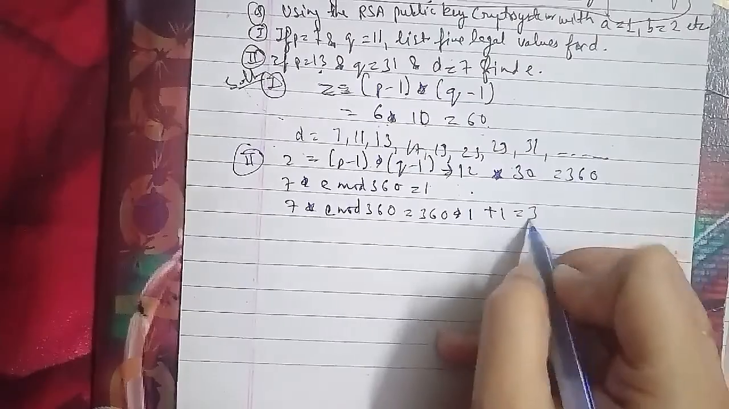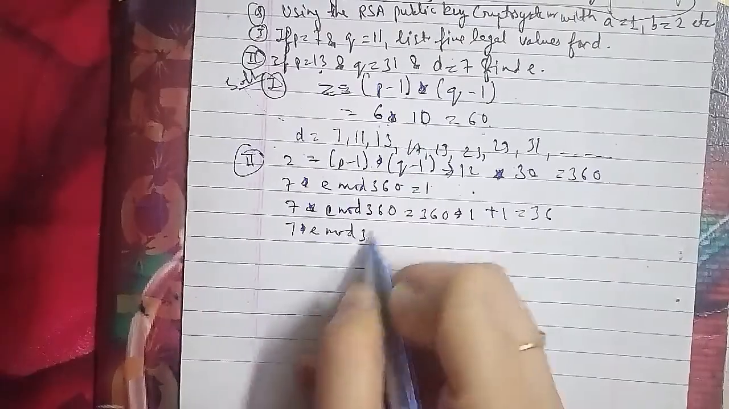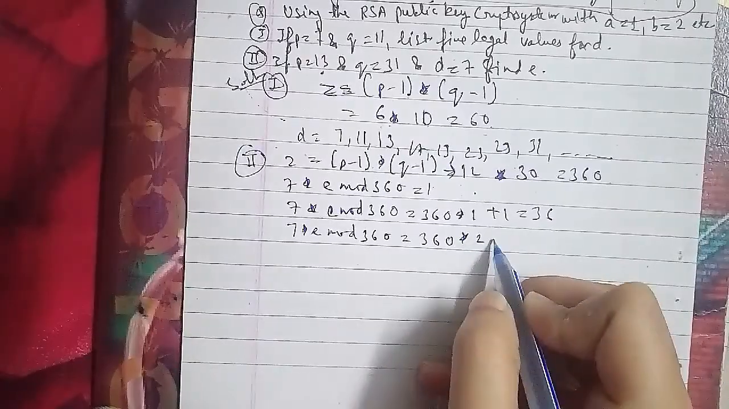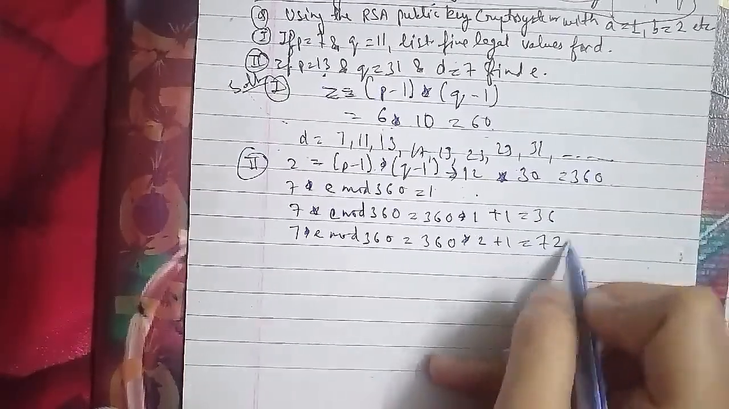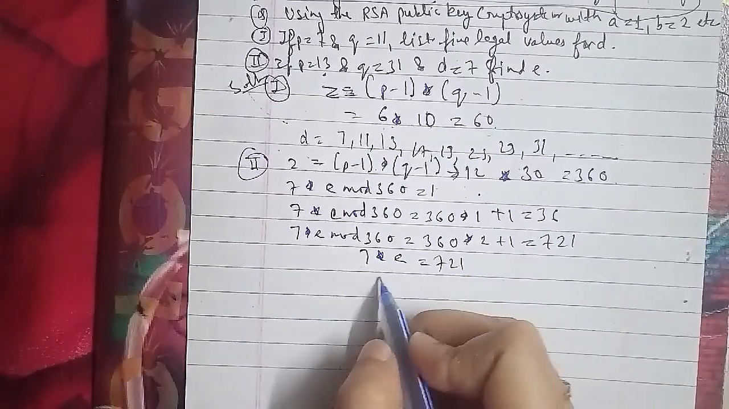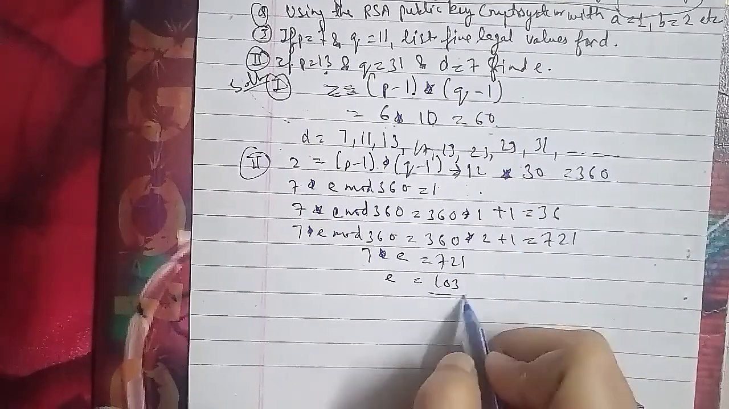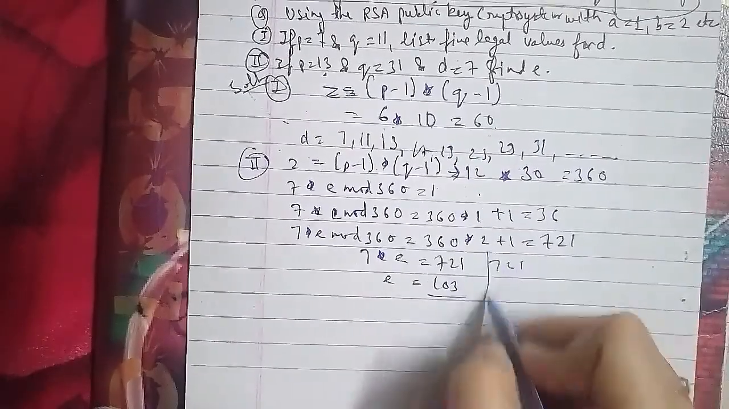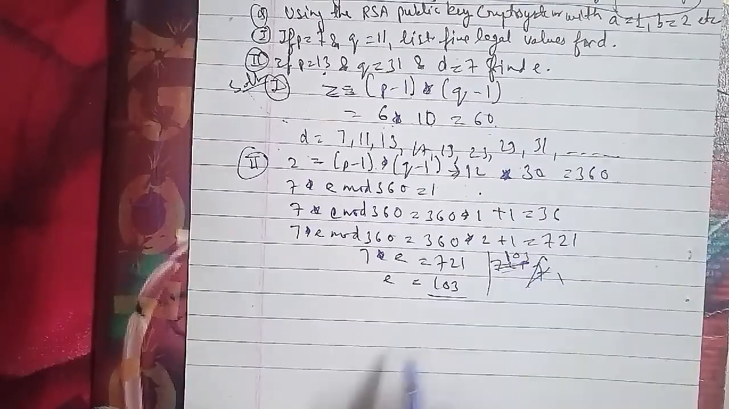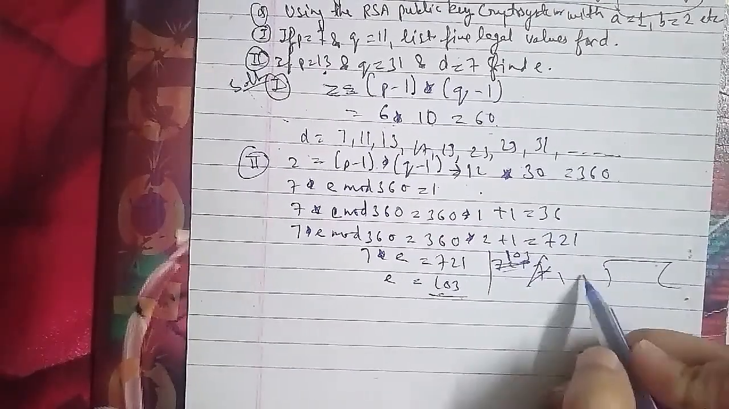Then 7 times e mod 360 equals 360 times 2 plus 1, that is 721, so 7 times e equals 721, and e equals 103 when divided by 7. 721 divided by 7: 7 ones are 7, 0, and 7 threes are 21, so that is 103. If you don't know cancelling out like this, you can go ahead with decimal division: 7 ones are 7, cancel it out, take 0, then take 21, and 7 threes are 21, cancel it out.